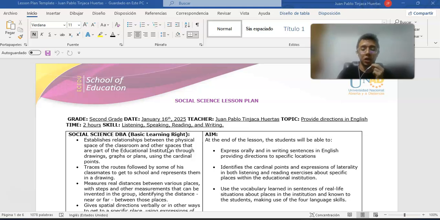So let's start. First of all, I'm going to talk about the participants. The participants will be students between 6 and 7 years old, that means students from second grade. And the topic that I'm going to teach to them is to provide directions in English. That topic was chosen based on the social science DBA, that means the basic learning rights.